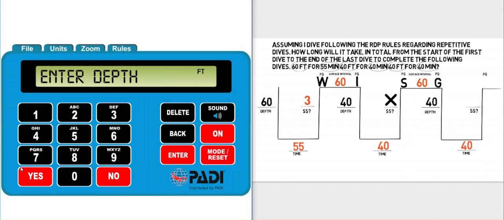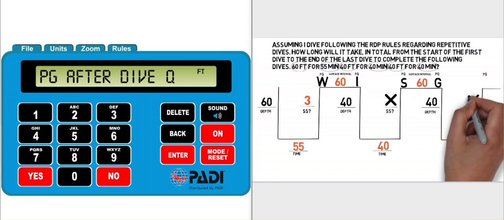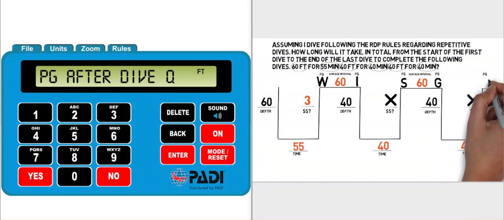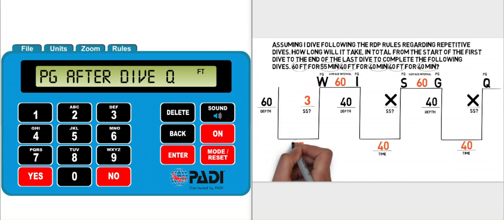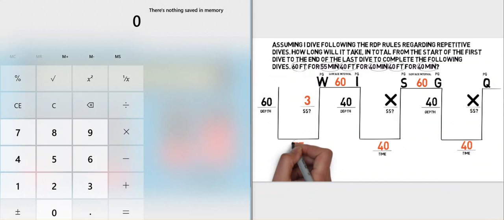Finally, do I need to do a safety stop at the end of this third dive? Double check it, 40 foot for 40 minutes. I'm doubting it, and yep, there is no required safety stop, so I can X the third dive safety stop, put my ending pressure group, and now I can get out my calculator and add up the numbers.